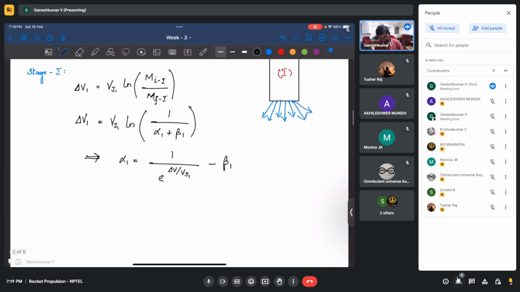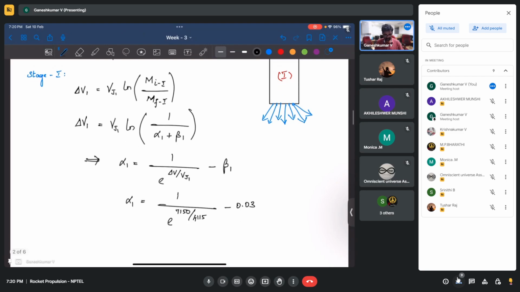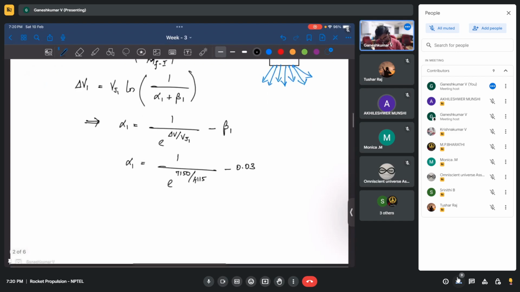Now if I want to calculate alpha 1, how much is that going to be? It's going to be 1 divided by exponential of 7150 divided by 4115, minus 0.03. So alpha 1 is coming around 0.15, I guess. Now, this is alpha 1, which means the payload mass ratio in the first stage.